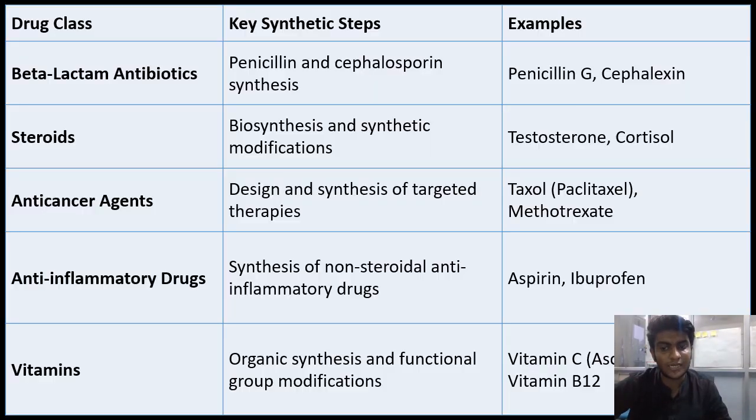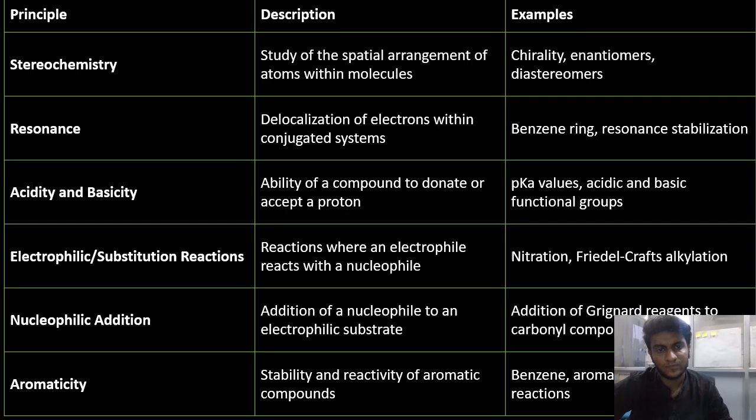Drug class. In medicinal chemistry, you need to know the class of the drug and the key synthetic steps. For example, for lidocaine, maybe we have the xylidine ring for its preparation. For beta-lactam antibiotics, we have the beta-lactam ring, thiazolidine ring and all. So all those things, you need to know the particular heterocyclic ring in a particular drug. It's very, very essential. Similarly, Huckel's rule and all.